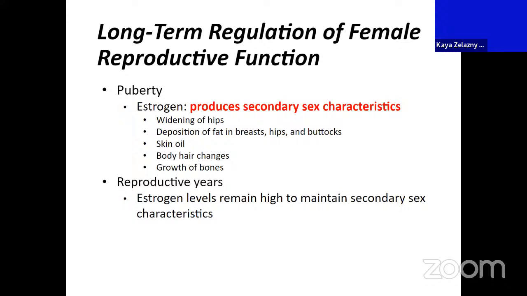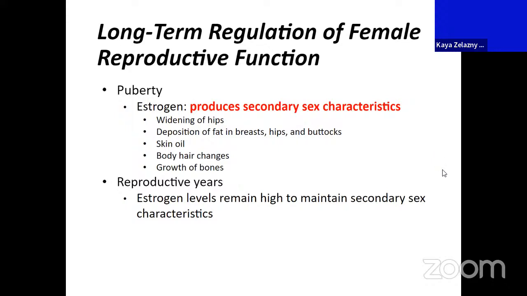So that's what's going on during every 28-day cycle. But we do have also long-term regulation of reproductive function, right? So not just in the timeline of 28 days, but in the timeline of life, okay? So estrogen is partially responsible for that. So these estrogen levels being produced by maturing ovaries and maturing follicles and hormonal shifts more generally are producing the secondary sex characteristics typical in females.